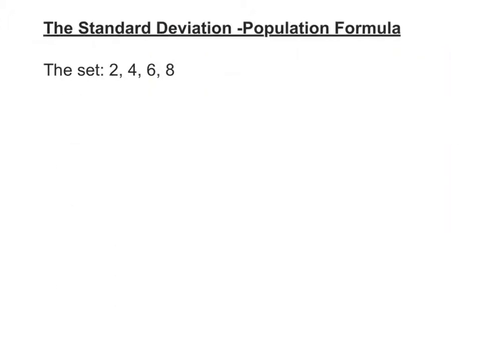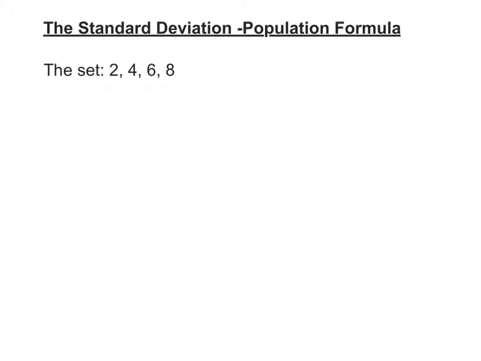Another measure of variance is called standard deviation, and it's a really important measure. A lot of statistics is based on the idea of standard deviation. So we're going to work with a really simple set. It's called 2, 4, 6, 8.